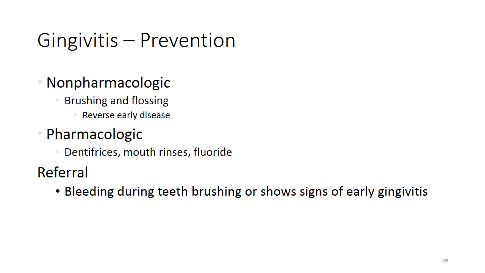Prevention and reversal of early gingivitis consists of calculus prevention and control of plaque, so the methods are the same as prevention of caries. Good oral hygiene includes brushing at least twice daily for 2 minutes and flossing at least once daily. Dentifrice, mouth rinses, and topical fluoride may offer additional benefit. Patients should be referred to a dental provider if their teeth bleed while brushing or if they do show signs of gingivitis.